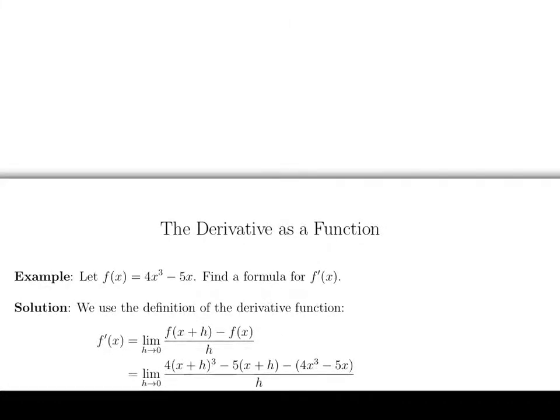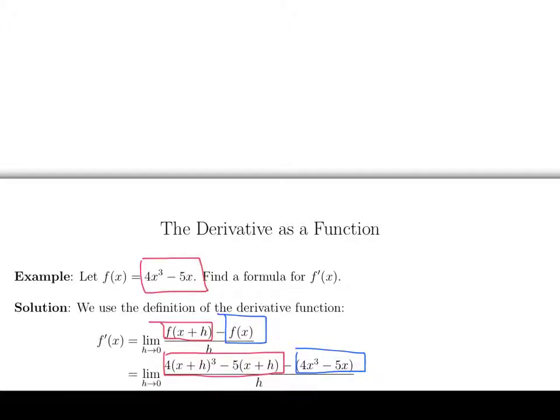So we get the limit as h goes to 0 of 4 times (x plus h) cubed minus 5 times (x plus h). So that piece of it, this here, comes from plugging x plus h into the given function. And then we have to subtract off f of x, which is this piece here.